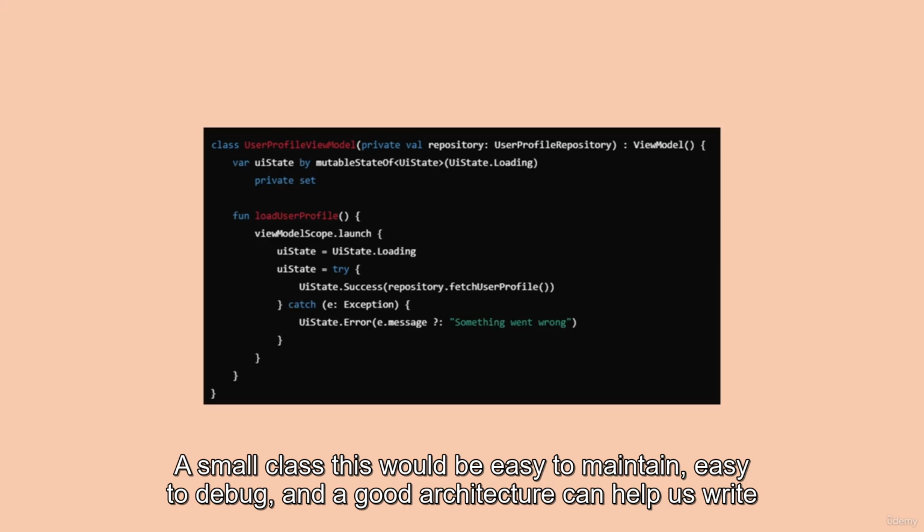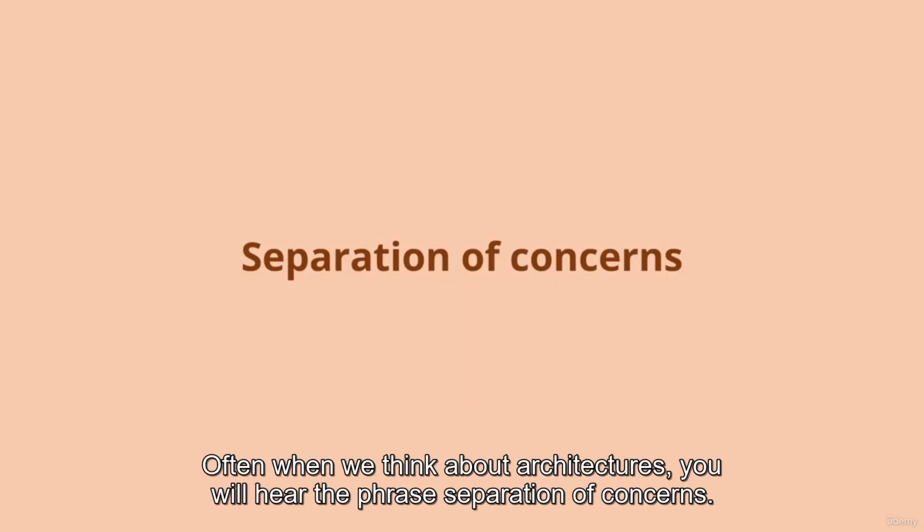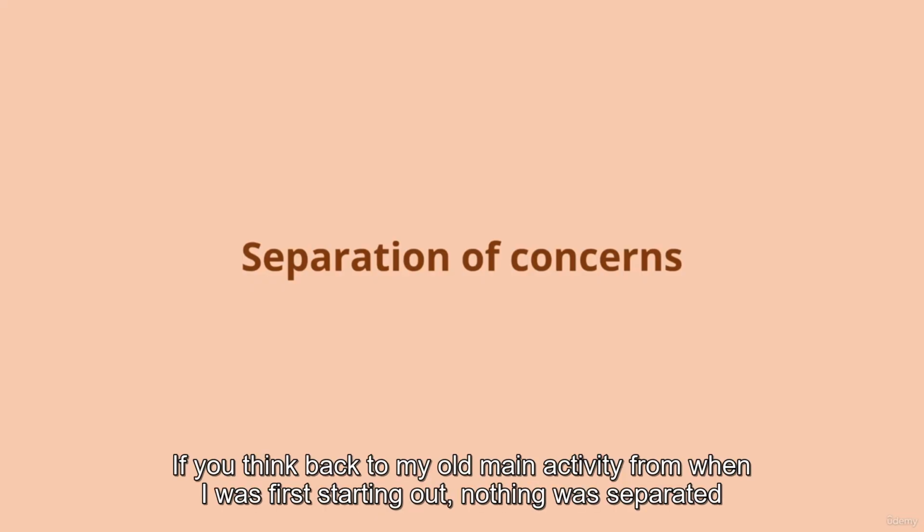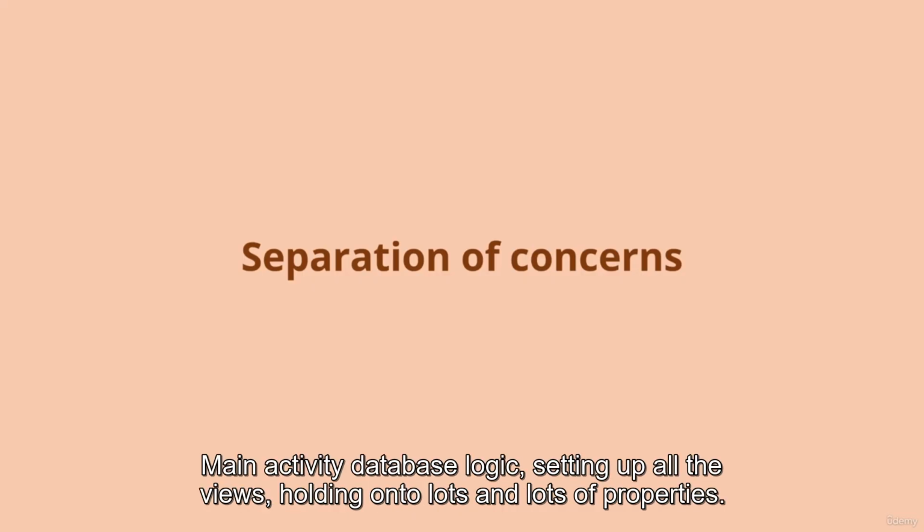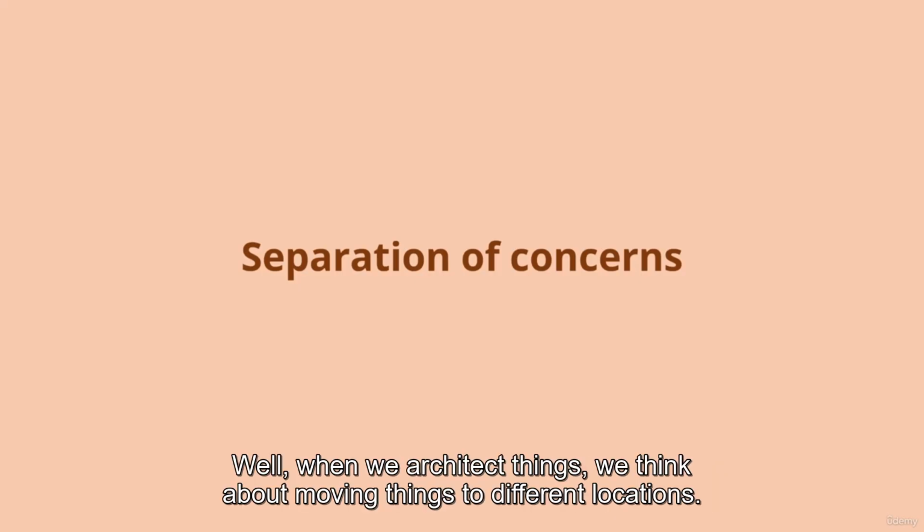And a good architecture can help us write code like this. Often when we think about architectures, you'll hear the phrase separation of concerns. If you think back to my old main activity from when I was first starting out, nothing was separated there. Everything was dumped inside main activity, database logic, setting up all the views, holding on to lots and lots of properties. Well, when we architect things, we think about moving things to different locations.